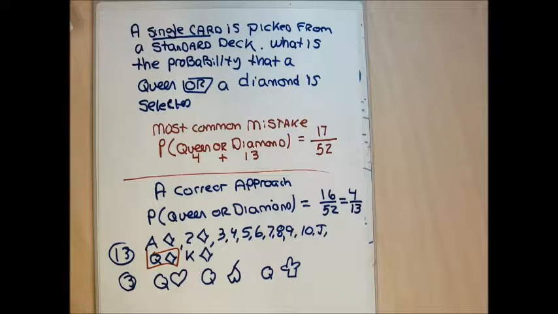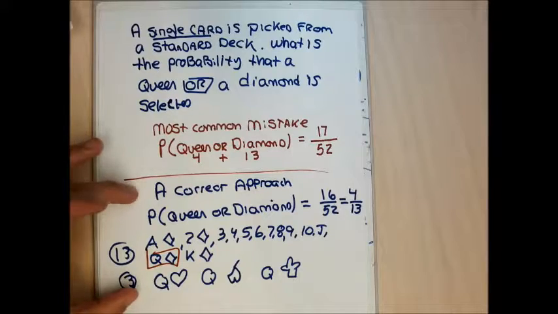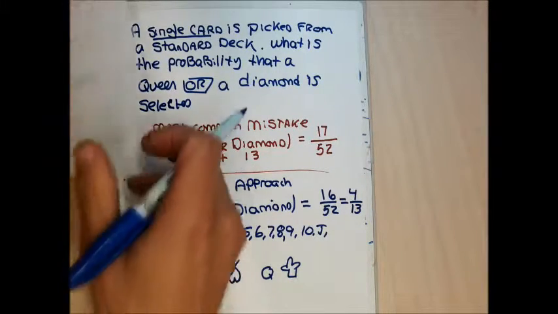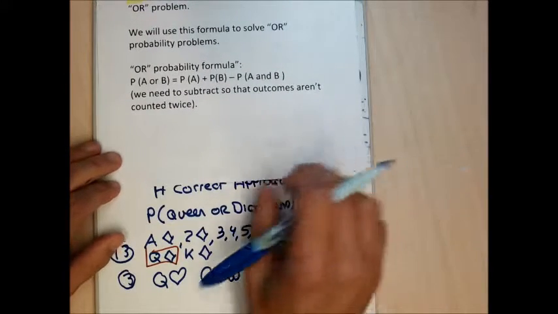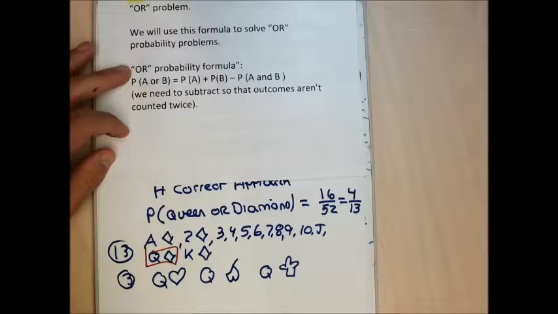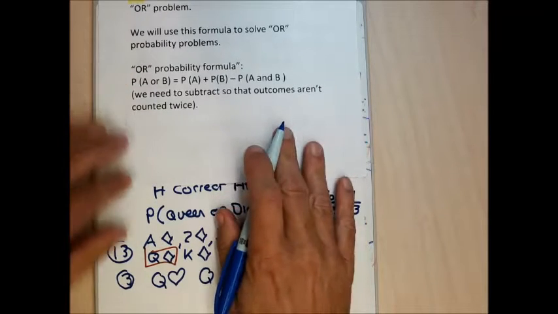It's kind of clumsy to have to list out the entire sample space every time we want to do an OR probability question. And for most of the problems in this section, instead of doing this correct approach, I'm going to use another correct approach, which is using the probability formula. And in this section, the formula that we're going to use to do OR probabilities is this.